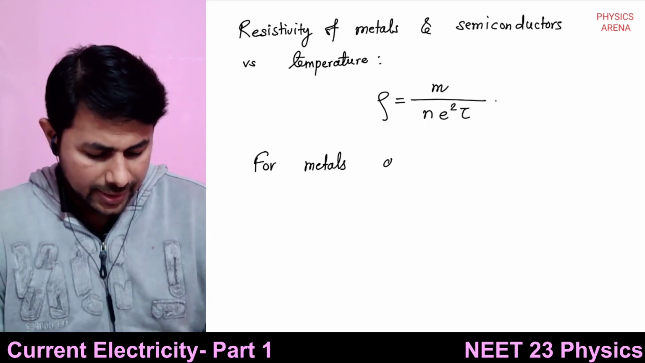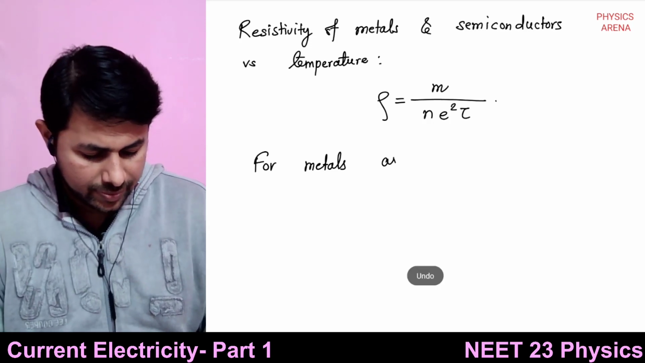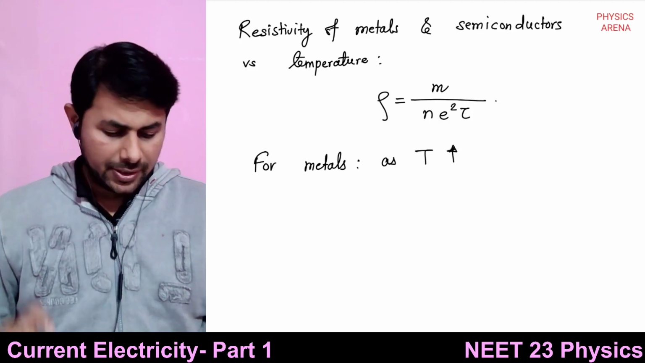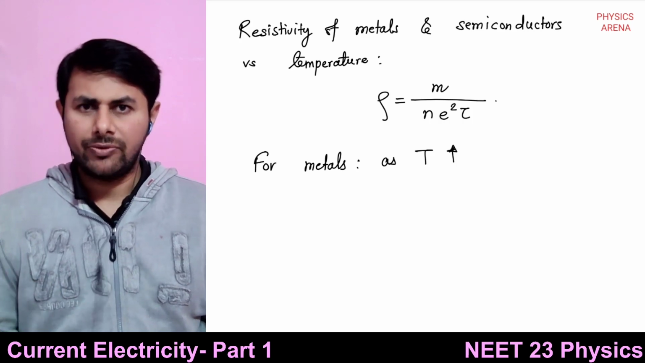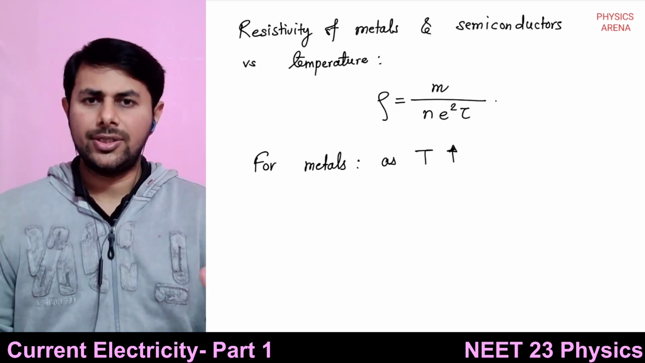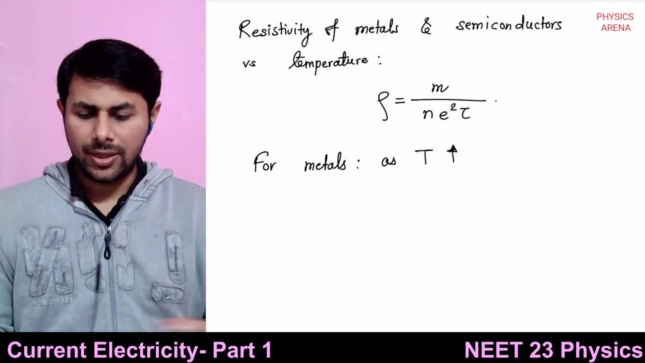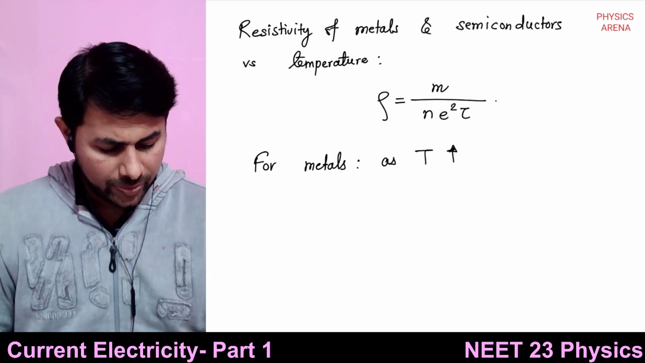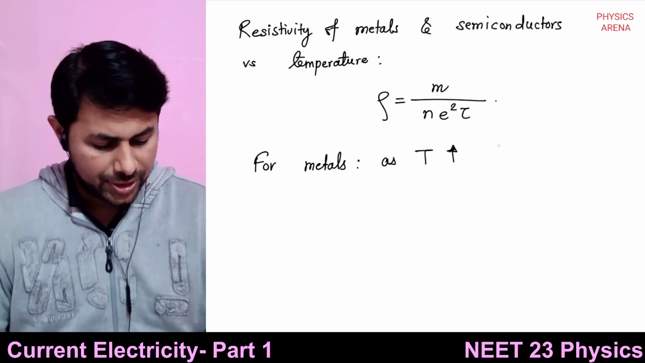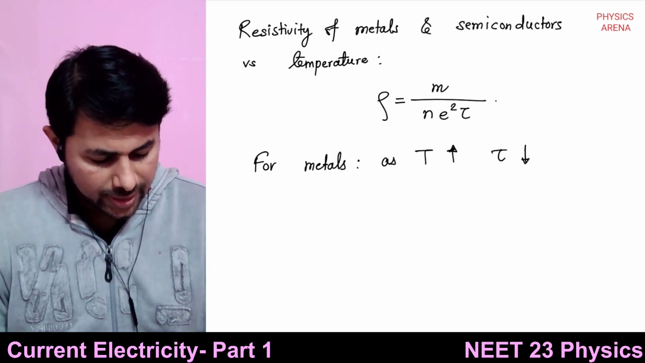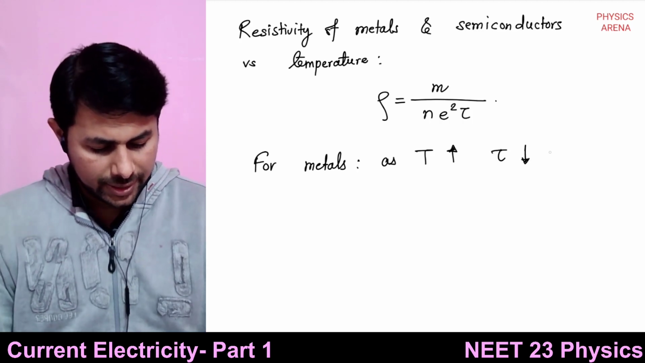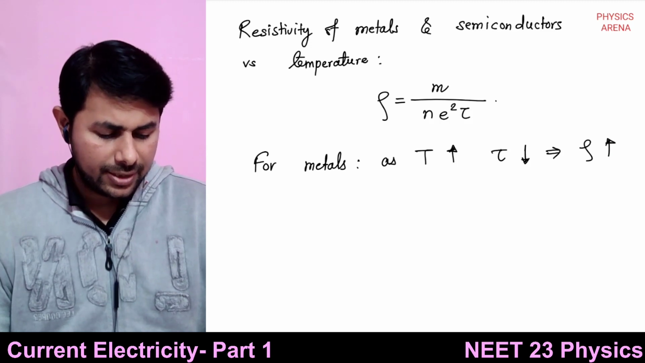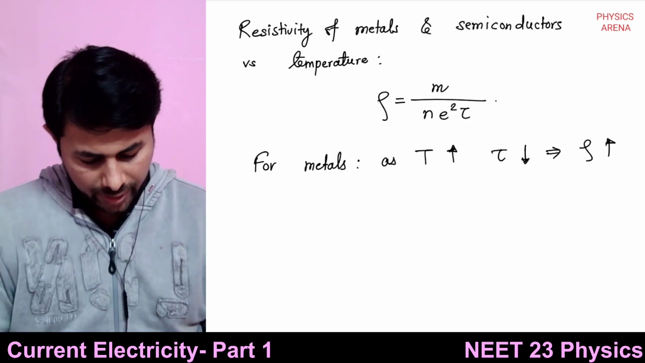For metals, as temperature increases, as T goes up, we can say time between two successive collisions will decrease because velocities of electrons will increase, and atoms will also start to wiggle, right? And therefore there will be more frequent collisions. So tau decreases, and therefore resistivity of metals will increase.